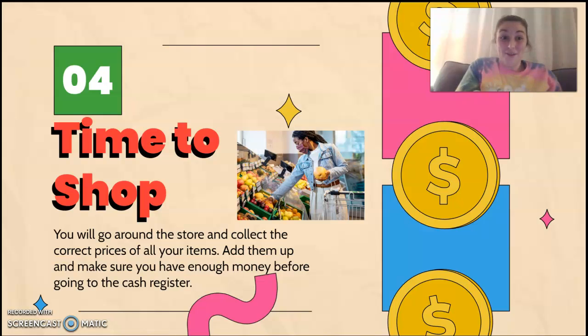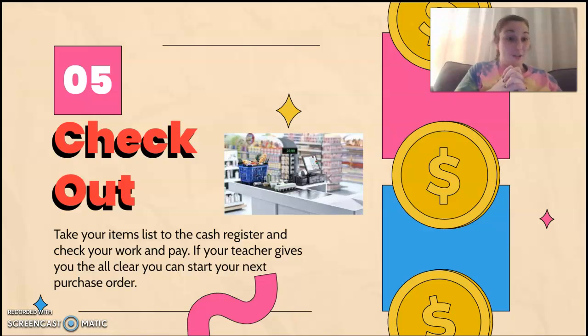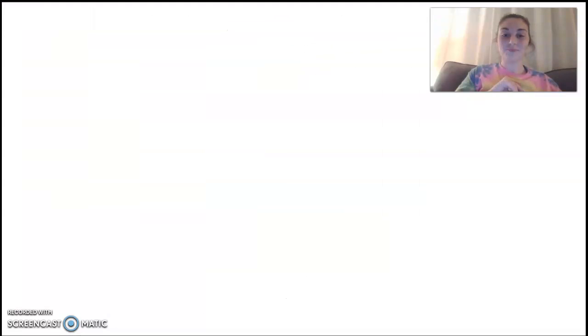Then the fun part, you get to go to the cash register. Okay, a teacher will be monitoring your cash register, making sure you're adding everything correctly, and then subtracting your amount of money correctly. Okay, if you get the all clear from your teacher and you have spent the exact amount of money you wanted to spend and you've done all of your adding and subtracting perfectly, you and your family are successful and you will be eating for a month. Okay, then your teacher will give you your next purchase order. And that's it. That is my lesson for our school store. Thank you.